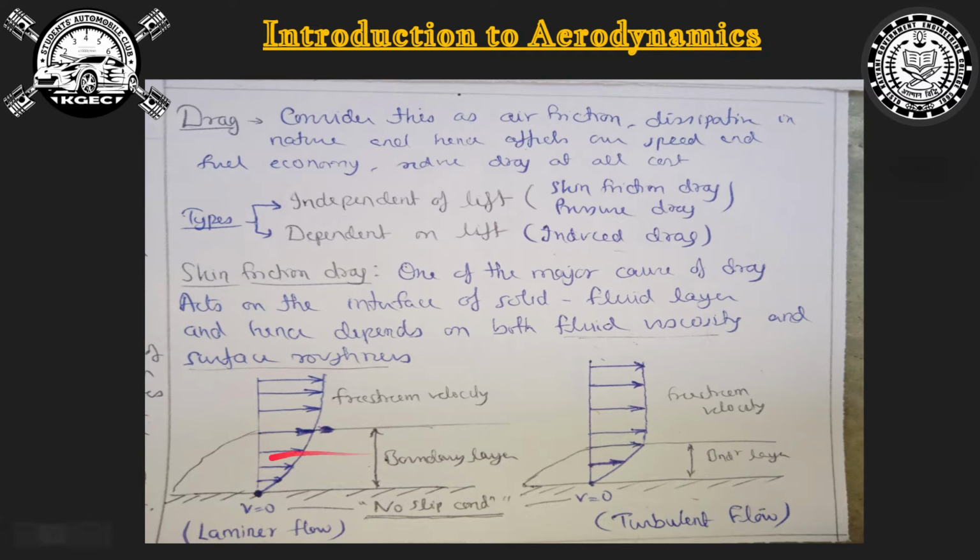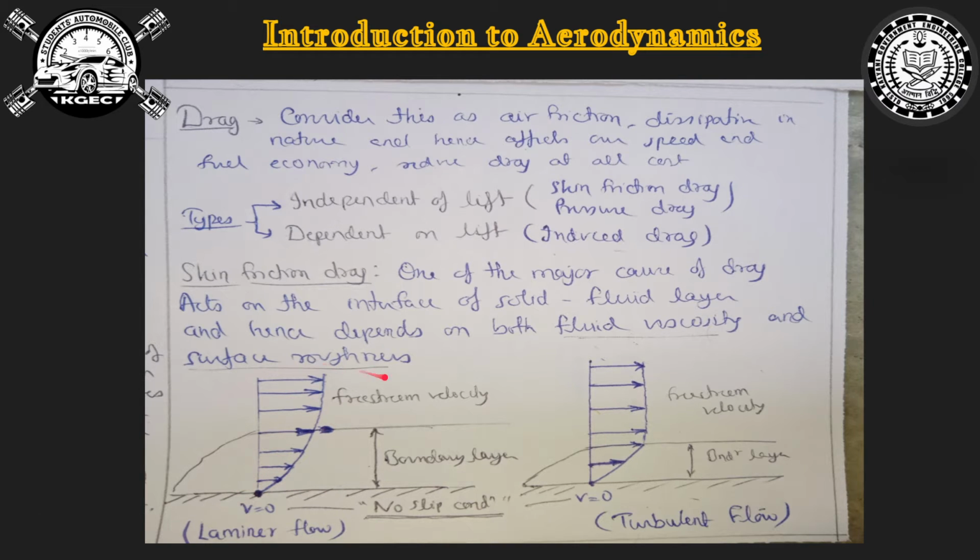So what we see is that there is a very important condition: for any surface which is moving through an airstream, the particle which is very adjacent to the surface remains attached to it. This means that the relative velocity between the surface and the air particle adjacent to it is zero. That means it sticks to the surface. This is called the no slip condition. The air particle just adjacent to the surface is at rest.